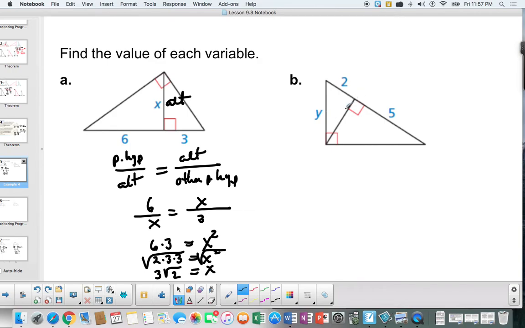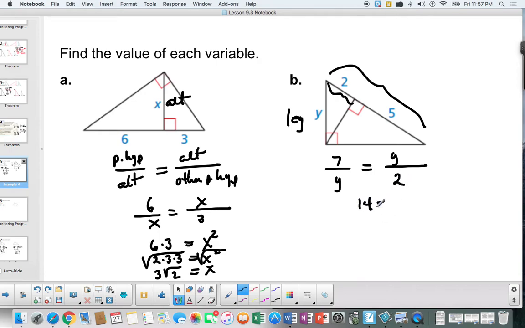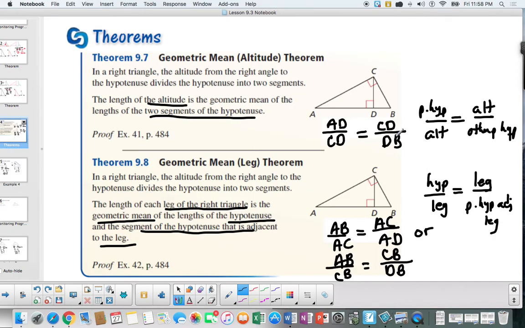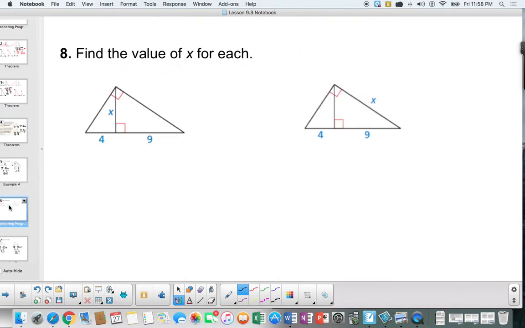In this particular problem, I don't have the altitude, I have a leg. So I'm going to use the other theorem, which is the geometric mean leg theorem. So I'm going to put y here and y here, because a leg is a geometric mean between the whole hypotenuse, which is 7, and the part of the hypotenuse adjacent to the leg. So this is going to be 14 is equal to y squared, y is equal to root 14, and we can't simplify root 14. So I'm going to go back again to this page. These are the two theorems that you need to be able to use. Okay, your turn.